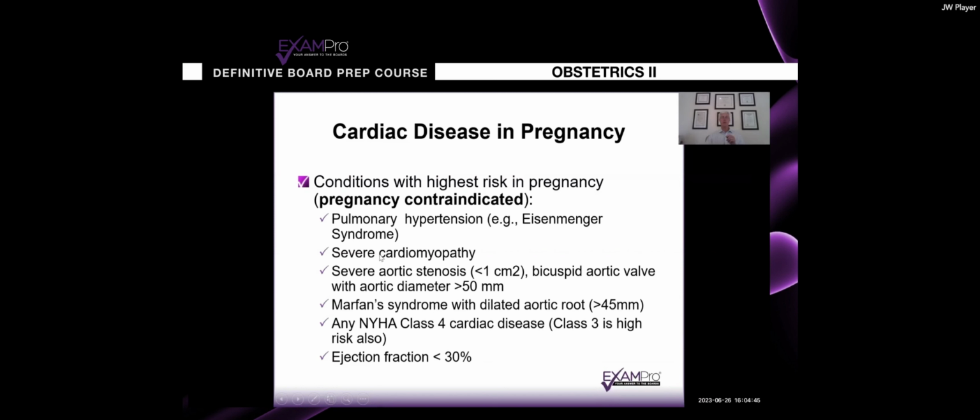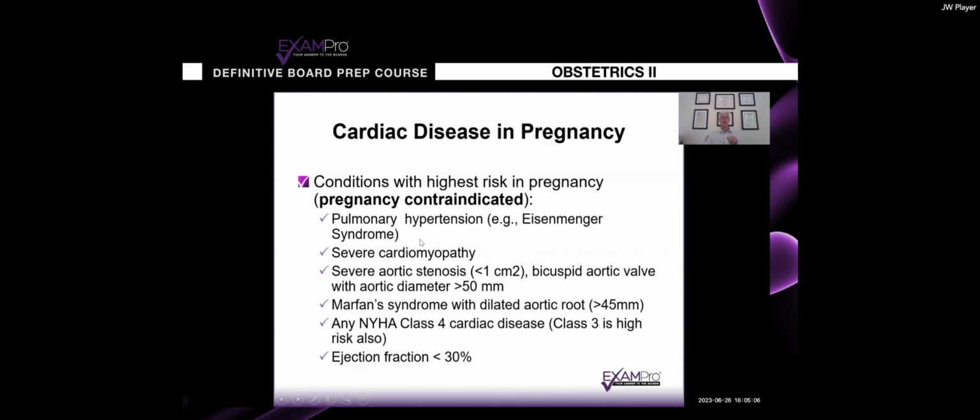Severe cardiomyopathy, very close to the same. Aortic stenosis with an area less than 1 square centimeter, really tight stenotic aortic valves as well. Marfan syndrome because of the risk of dissection of the aortic root. And remember, class 4 heart disease is symptomatic and at risk, but class 3 is pretty high risk as well.